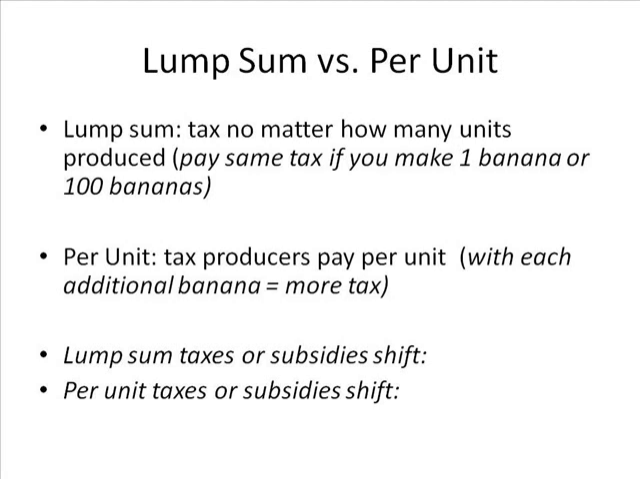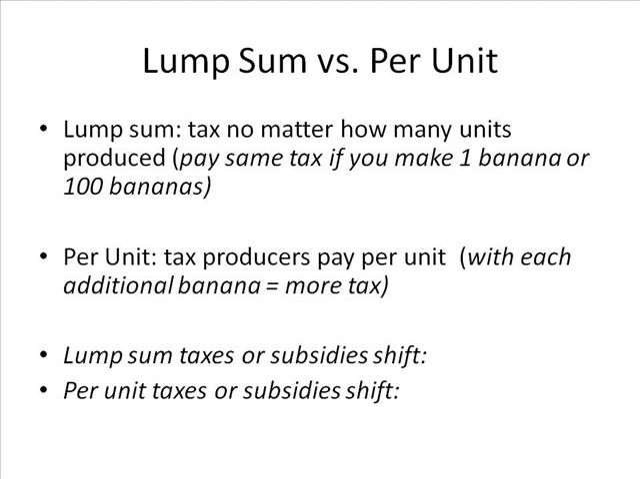Lump sum, you get it. If it's a tax, you get taxed the same amount whether you make 10 bananas, 1 banana, or 100. Doesn't matter. You're going to pay an extra $5 just for being a banana producer. Per unit, you pay an additional tax with each additional banana.